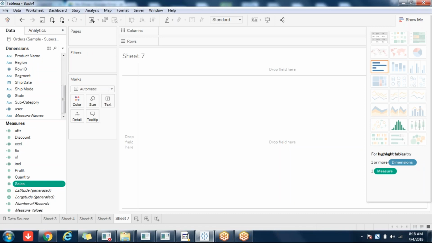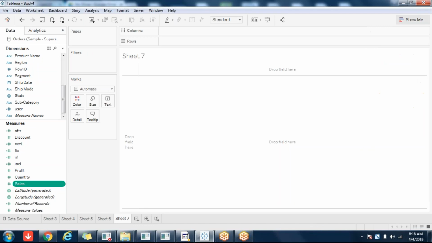For every chart, at the bottom of the show me, the number of dimensions and measures will be written here. You strictly need not follow it, but can one of you read what is written there at the bottom of the show me now? One or more dimensions, one measure, right? That's what is written there.